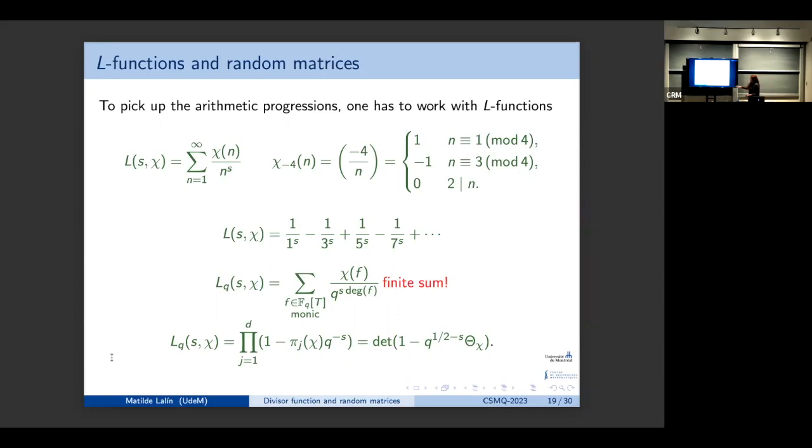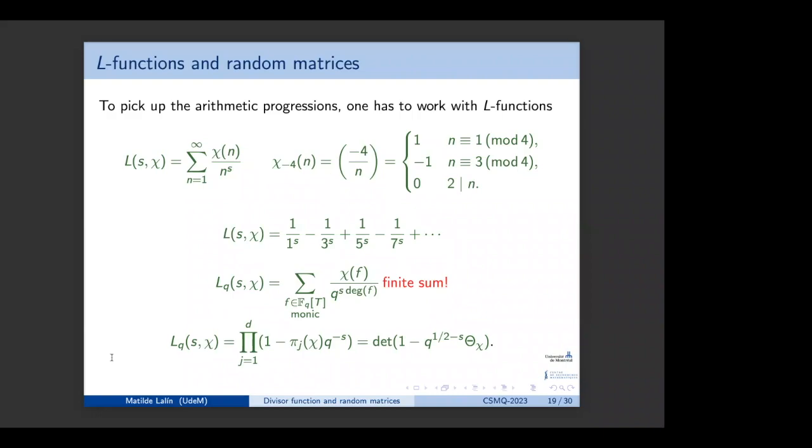But they tell you that these pi j chi have to have absolute value square root of q. And so what happens is that at the end, you can think of this polynomial as some characteristic polynomial of some matrix. And after extracting this square root of q, you end up with a unitary matrix.